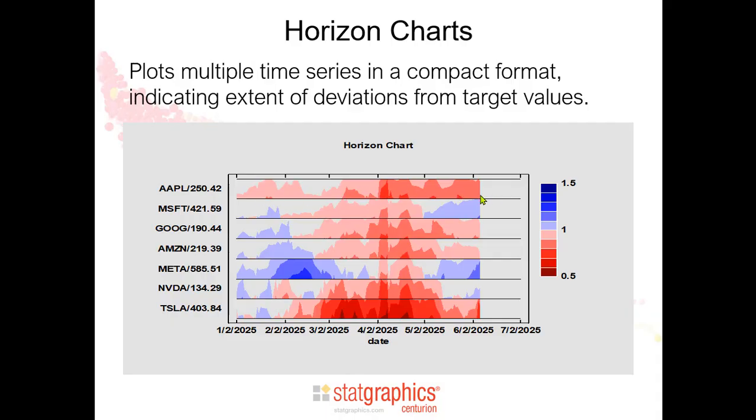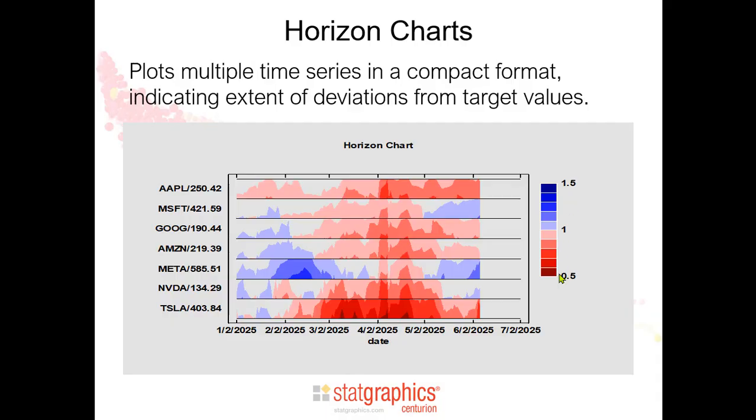If you see red, it means that on a particular day, the price is lower than it was at the beginning of the year. The darker the red, the lower the price. If you see blue, it indicates that the price is going up. And again, the darker the blue, the more the price is going up.